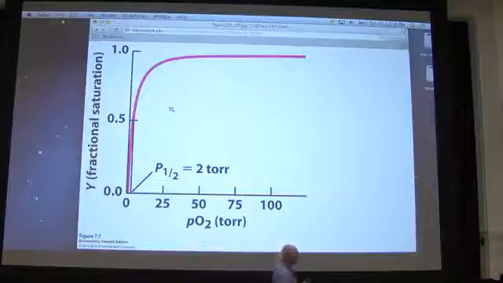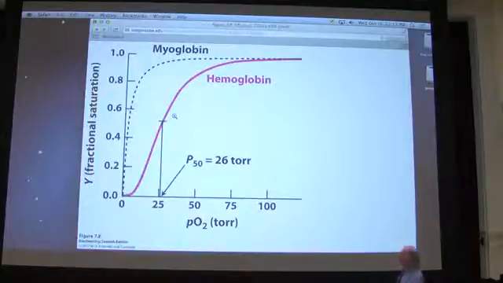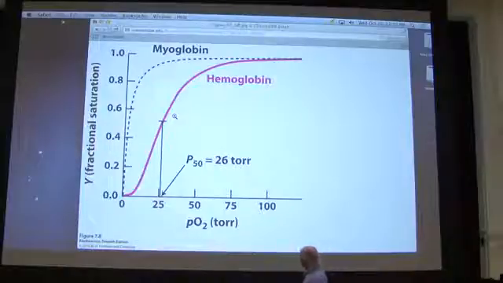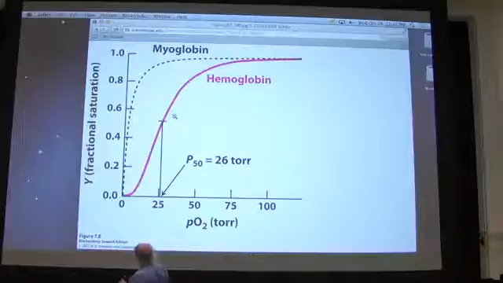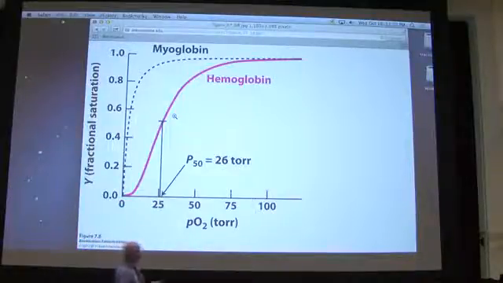Let's look at the same study for hemoglobin. There's myoglobin shown in the dotted line, and there's hemoglobin binding of oxygen shown in red. A couple things we notice here. First of all, the curve has shifted significantly to the right, meaning that it takes more oxygen to get hemoglobin to the same state as myoglobin. Here was where myoglobin got 50%. Here's where hemoglobin gets 50%. And we can see it takes a heck of a lot more.